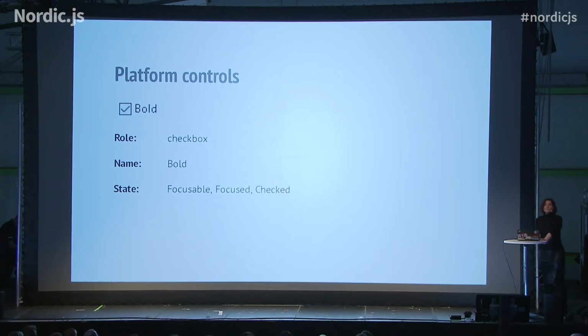We can see that it has a role of checkbox, that's its purpose, what it does in life. It has a label, it's visually obvious, but it's also there programmatically from an accessibility point of view that says this checkbox will enable or disable a bold setting. And we also know that this particular component of the interface can be focused on with a keyboard, and it can be checked or unchecked. So we have information about this object's role, its name, and its state, both the state it's in now and the state it may be in the future.